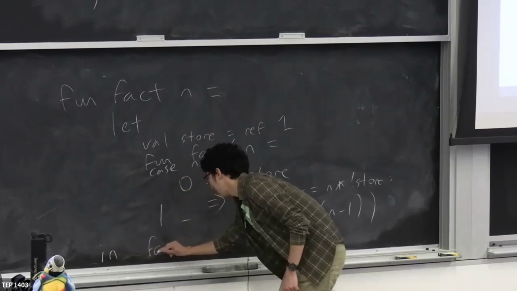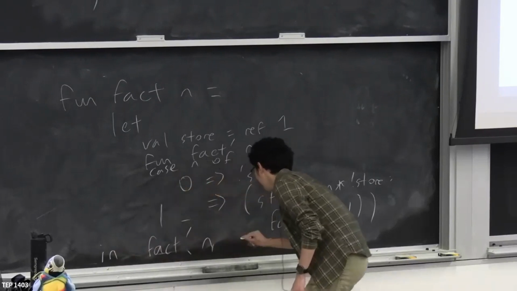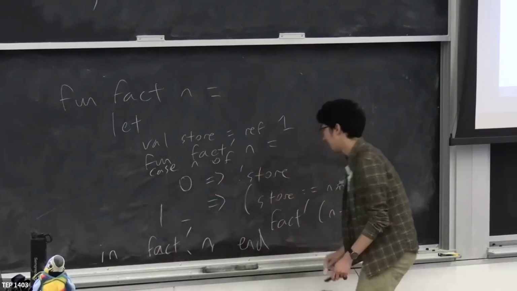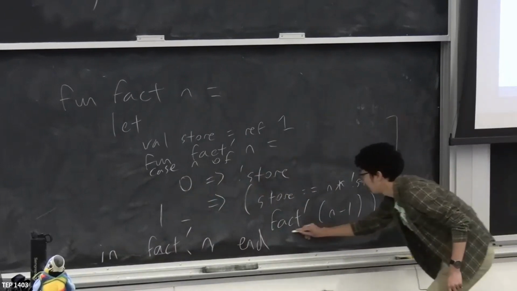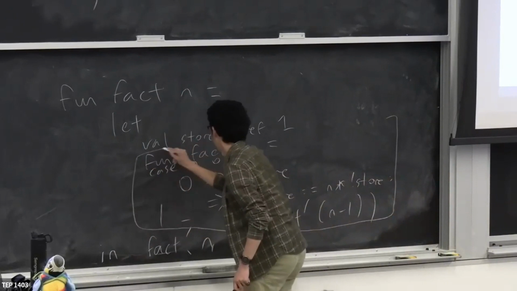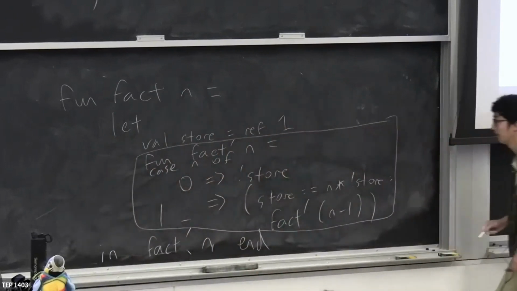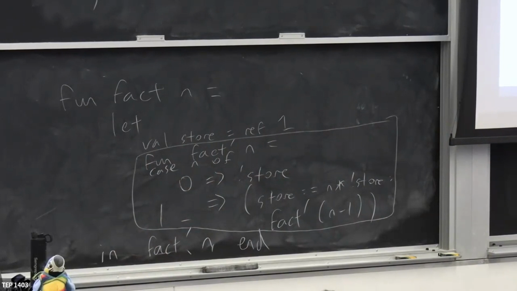In fact prime n end. Okay, sorry, I know this is hard to read, but the point is that this guy is a separate thing. Okay, so this is going to be the correct implementation, because why?